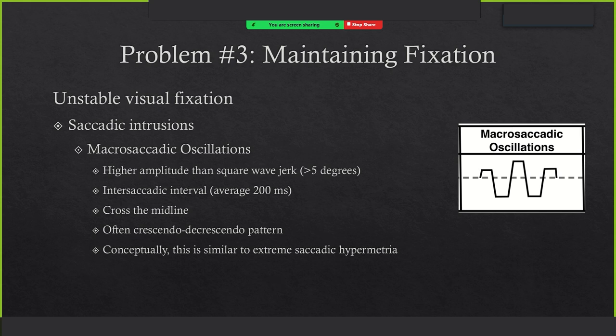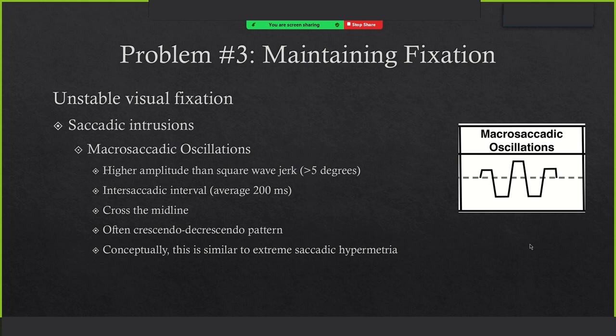Next is macrosaccadic oscillations. These are much higher amplitude. There's still an interval. You do cross the midline, so you overshoot when you're trying to return to the midline. And they follow this nice crescendo-decrescendo pattern.